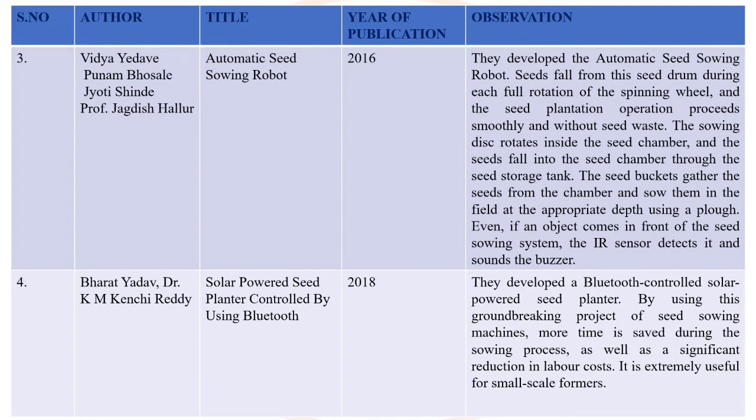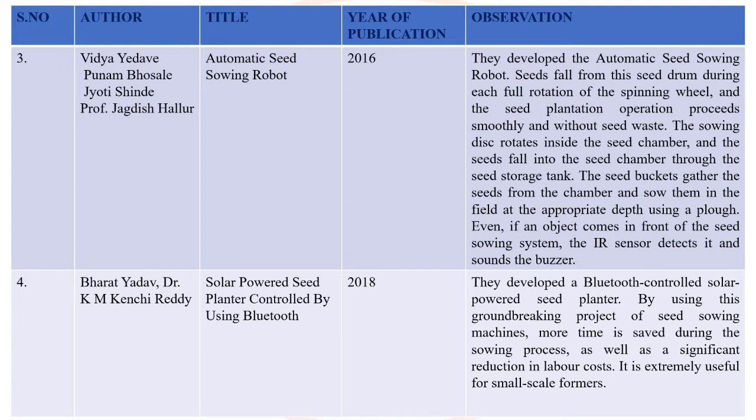Seeds fall from this seed drum during each full rotation of the spinning wheel, and the seed plantation operation proceeds smoothly and without seed waste. The sowing disc rotates inside the seed chamber, and the seeds fall into the seed chamber through the seed storage tank. The seed buckets gather the seeds from the chamber and sow them in the field at the appropriate depth using a plow. Even if an object comes in front of the seed sowing system, the IR sensor detects it and sounds the buzzer.